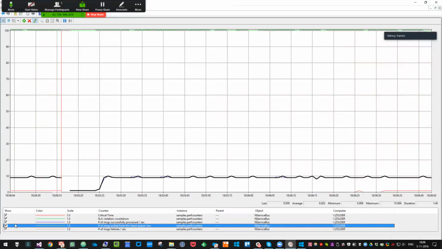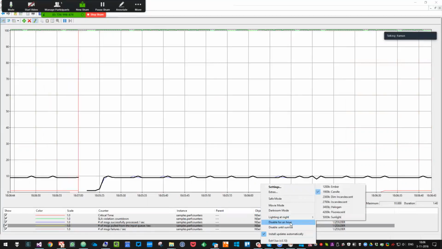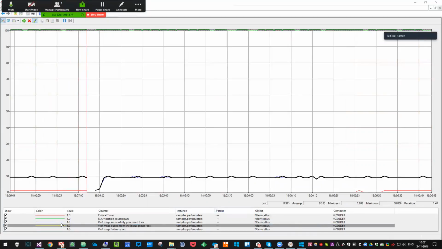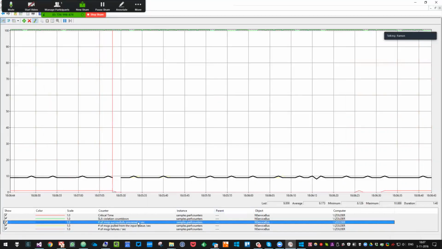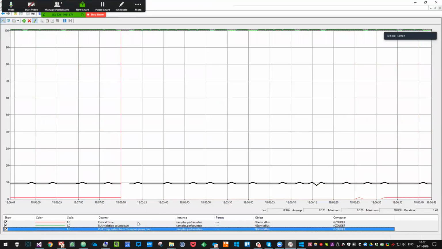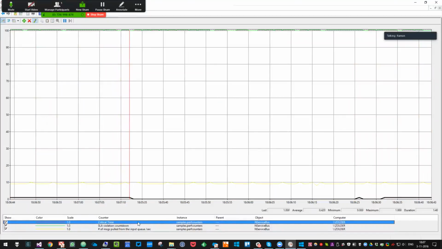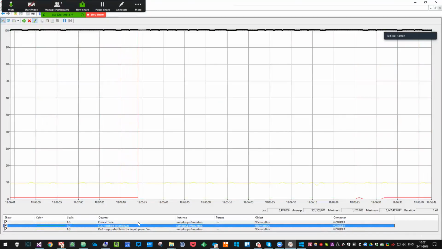So for now, let's remove these. I don't know, maybe this is influencing the colors of the graph. So let's remove these two from the graph. It's not really that interesting. That leaves us with critical time and service level agreement, or in short, SLA violation countdown.